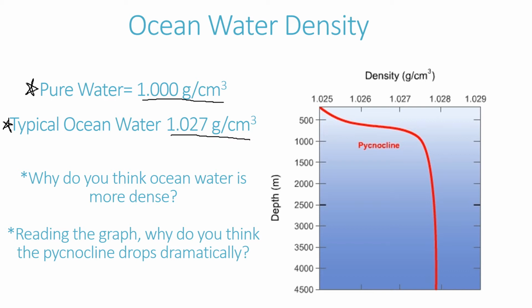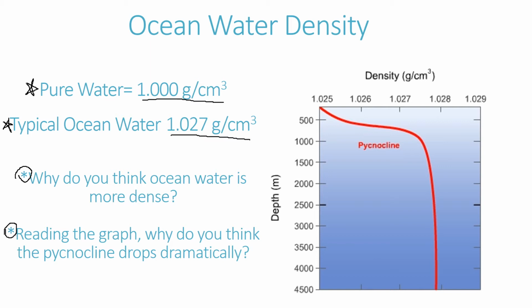So I want you to get your science notebook out and answer this question here. Why do you think ocean water is more dense? Go ahead and pause your video and answer that in your science notebook. That's right. The ocean water is more dense than fresh water because it has more saltiness. The salinity is higher, so it's more dense.